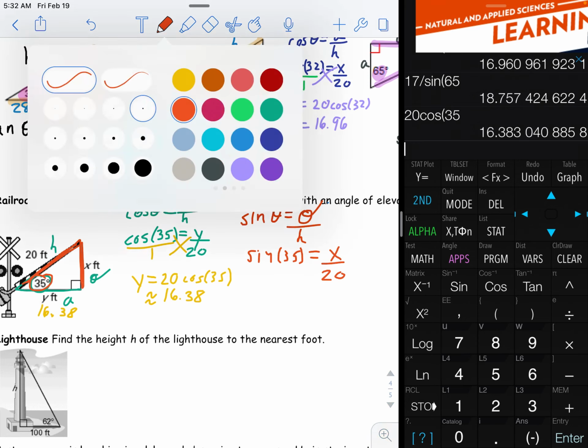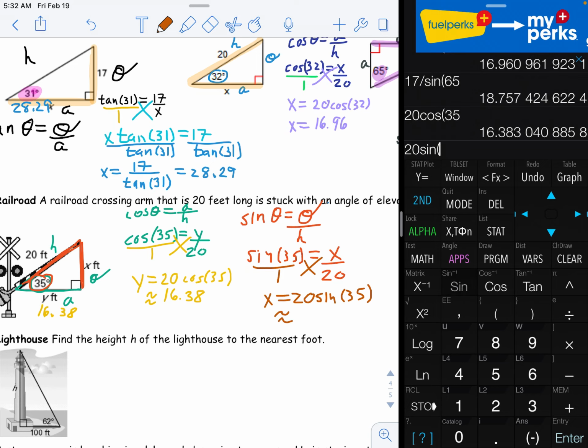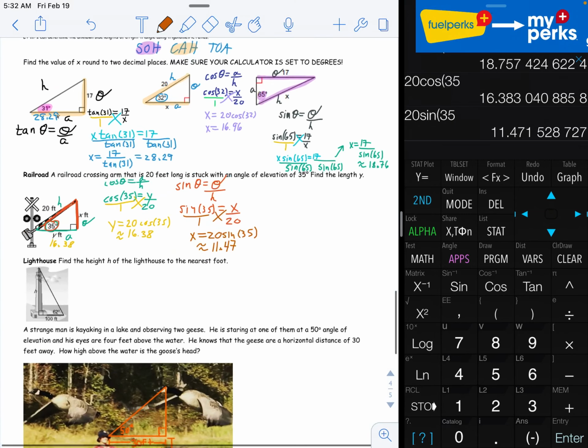Opposite's x, hypotenuse is 20. Put that over 1, cross multiply. We're going to get x equals sine, or 20 sine 35. And in this case, it's about 11.47. Okay, cool beans. 2 trig problems right there.